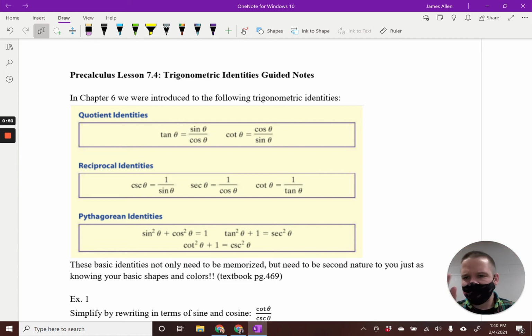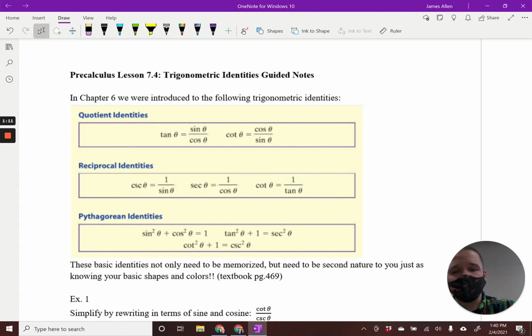All right. Reciprocal identities. Cosecant is 1 over sine. Secant is 1 over cosine. And of course, cotangent is 1 over tangent. Lastly, we already covered these, Pythagorean identities. You can get any one of those from sine squared plus cosine squared equals 1, which we did in the previous lesson.